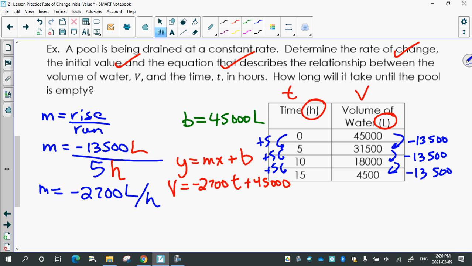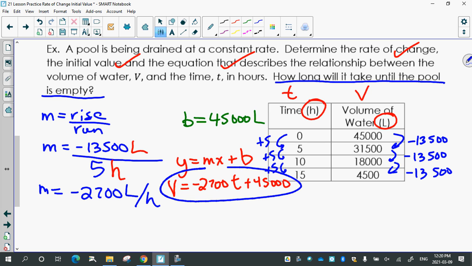And then it adds another question. How long will it take until the pool is empty? So we know this is the equation. We know it's got two variables in it, volume and time. So they're giving you either a volume or a time in that question in disguise. So what are they giving you? How long will it take until the pool is empty? Are they giving you a volume or the time in disguise?